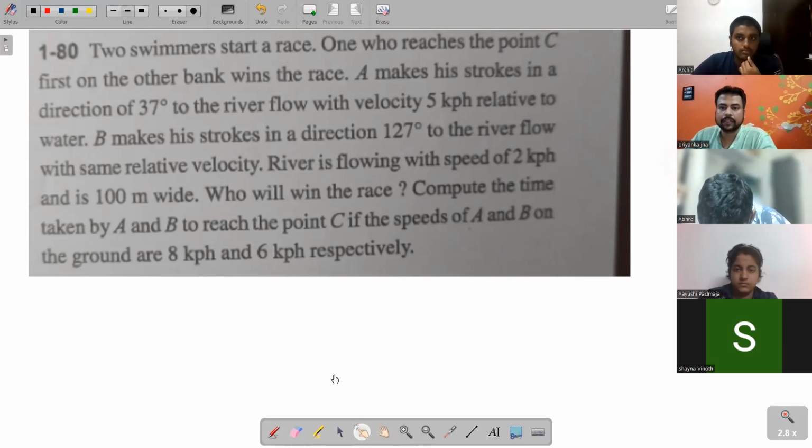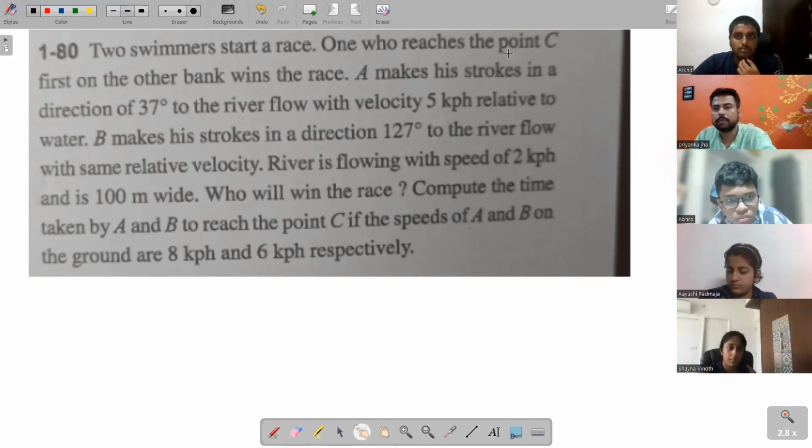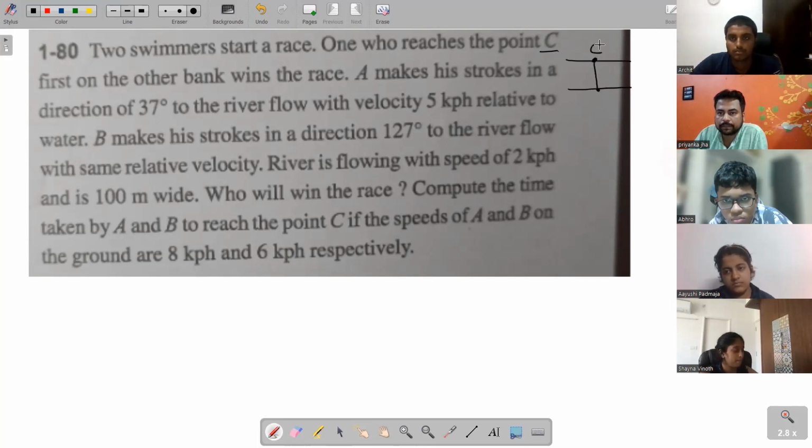So there is a correction in this question. You may be getting confused about which point is the one that reaches point C. Point C means, this is the river. Suppose one man starts from here. So the just opposite point is C. So this is A, and this opposite point is C. This is the correction.